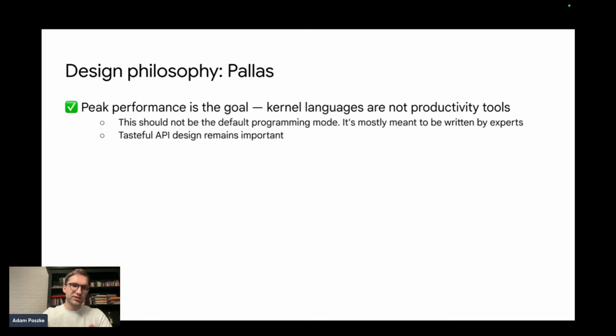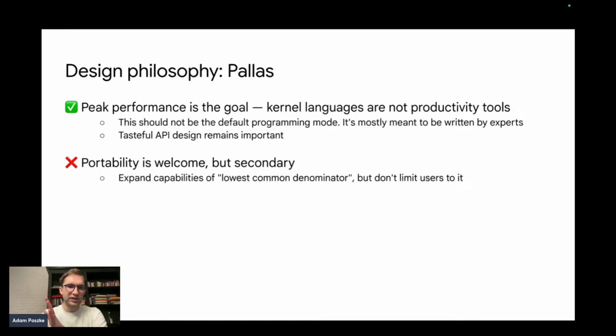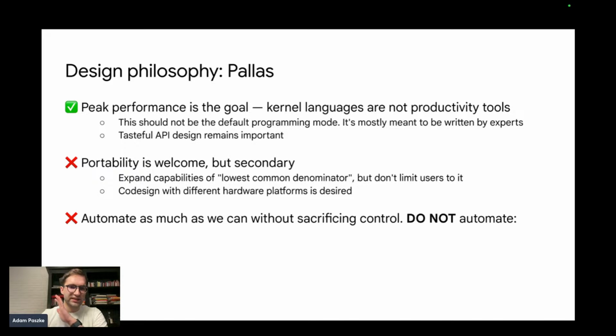Of course, tasteful API design remains important. We're not arguing about this. We do want people to be productive. Portability is welcome, but it's kind of secondary. Again, we do want to automate as much as we can, stuff like writing pipeline loops which overlap compute and memory. It's mostly mechanical. But there's not that much smarts you can put in there.